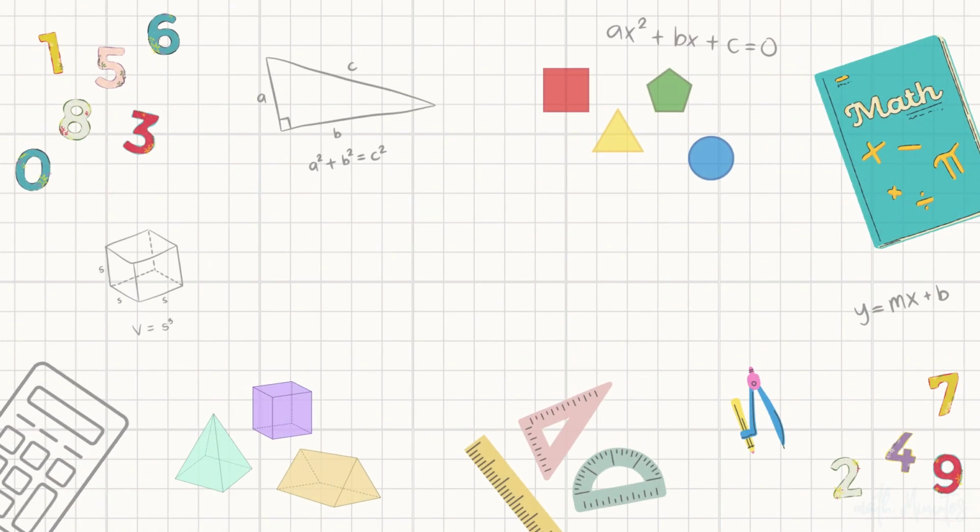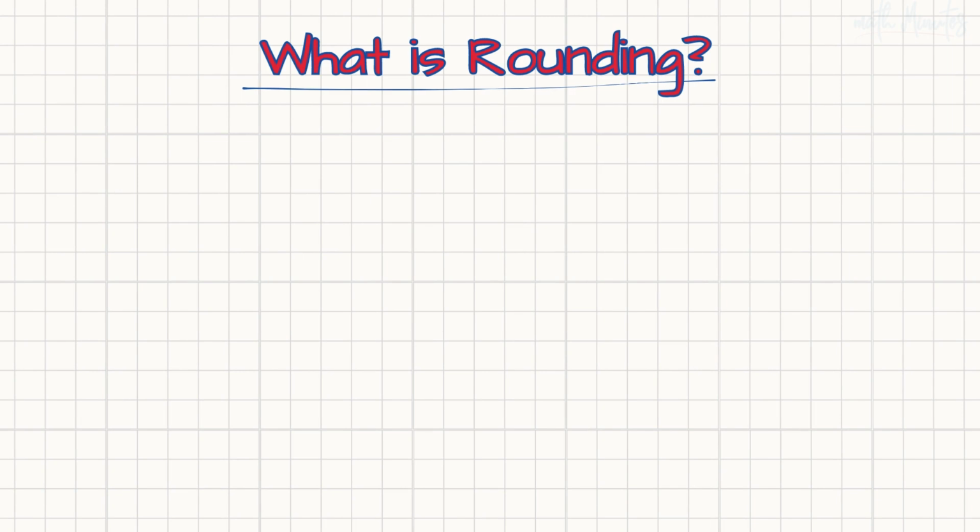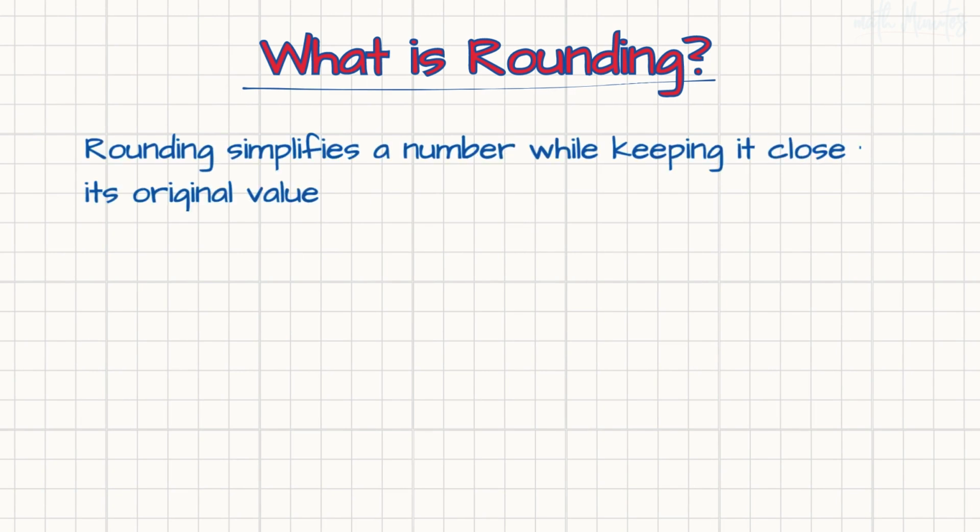This video is on an exciting topic that often causes confusion: rounding numbers. We'll delve deep into the art of rounding and explore various rounding techniques, so grab your thinking caps and let's get started. To begin, let's establish a clear understanding of rounding. Rounding is a mathematical process that simplifies a number while keeping it close to its original value. We typically round numbers to make them easier to work with or to achieve a desired level of accuracy.